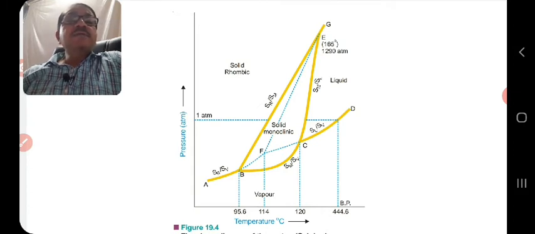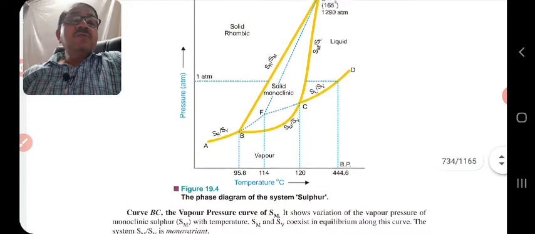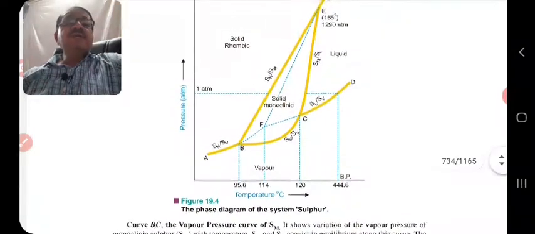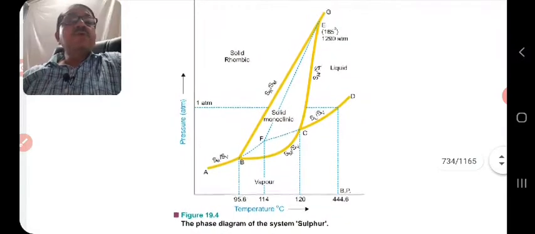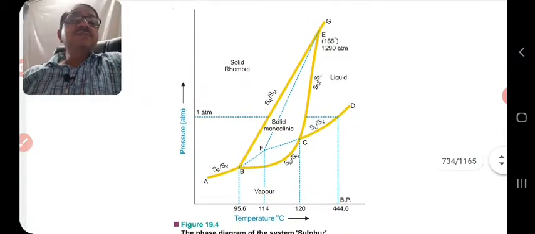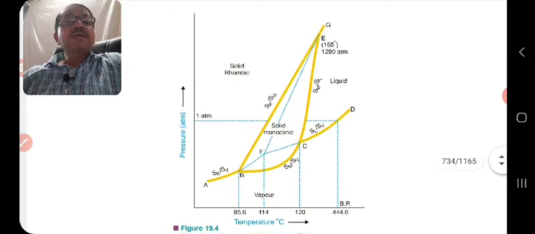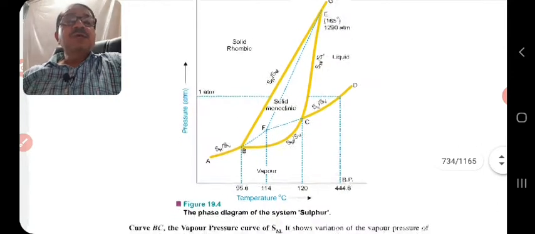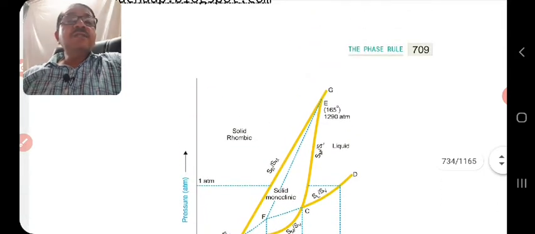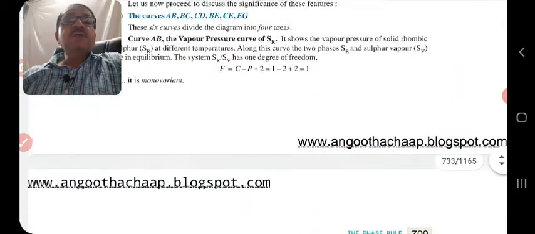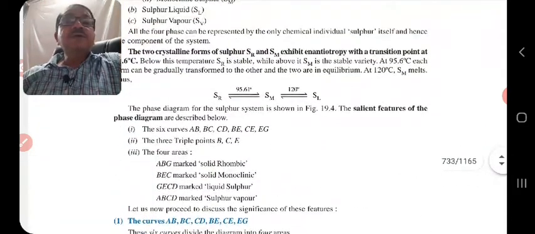Now let us see the areas. Different areas are there, different notations are there. Now to understand the phase diagram of the sulfur system, we have to label the curves, areas and denote the proper words to the proper areas and proper curves. Now let us see one by one the different terminology which is involved in this sulfur system part.